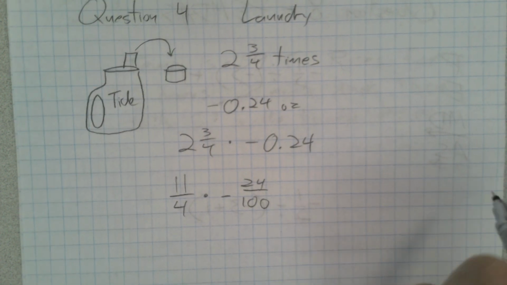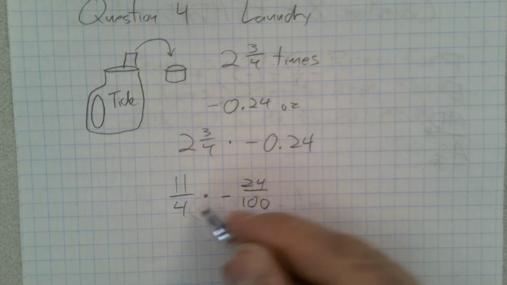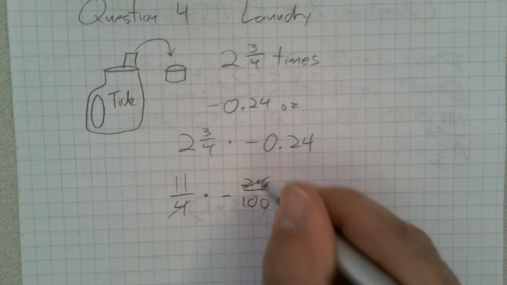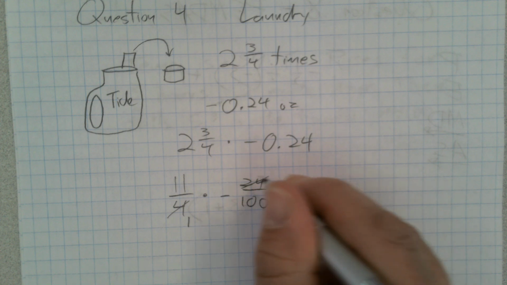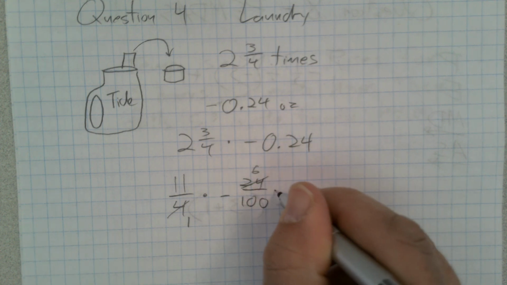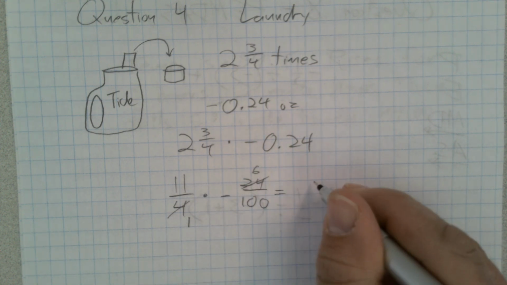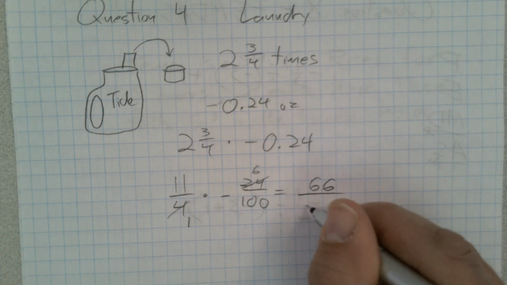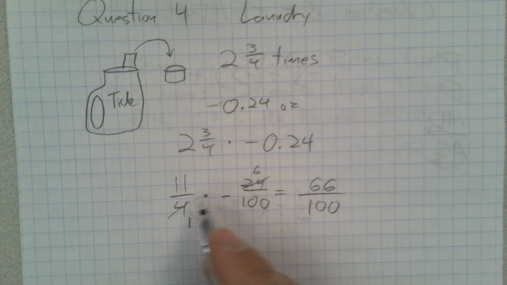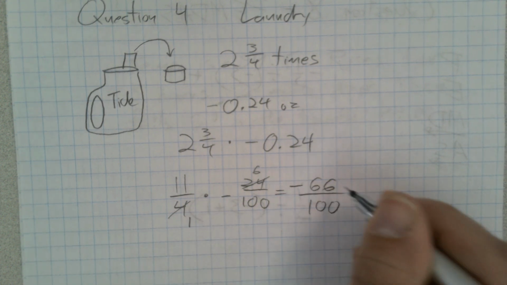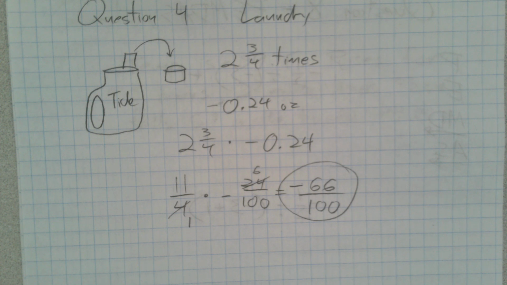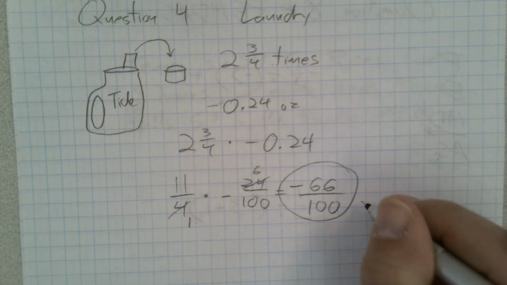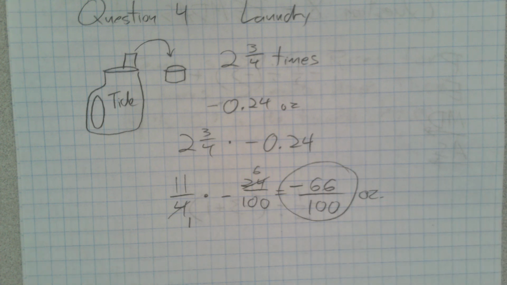Now I want to cross cancel to make this a little bit easier. So 4 and 24 are both divisible by 4. 4 divided by 4 is 1. 24 divided by 4 is 6. So now I'm multiplying 11 times 6, which is 66, and 1 times 100 is 100, and positive times negative is negative. So my answer is negative 66/100ths. So that means this bottle went down 66/100ths of an ounce.